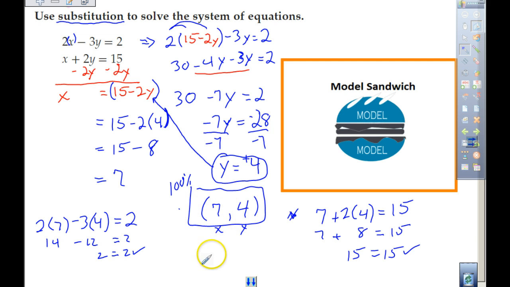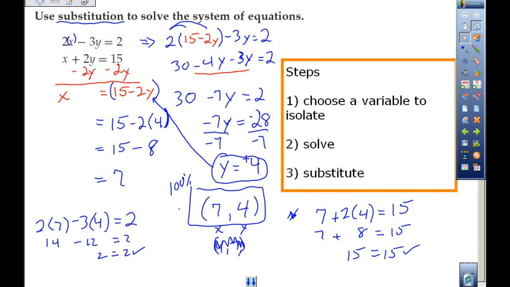You're not going to put something wrong. You won't accidentally switch it and say it's 4,7 and say that's my answer. Because once you do this, if you switch these, you'll see you don't get 2, you don't get 15. So you can always know. Alright, so that's the bottom line. You can always check. Always check.